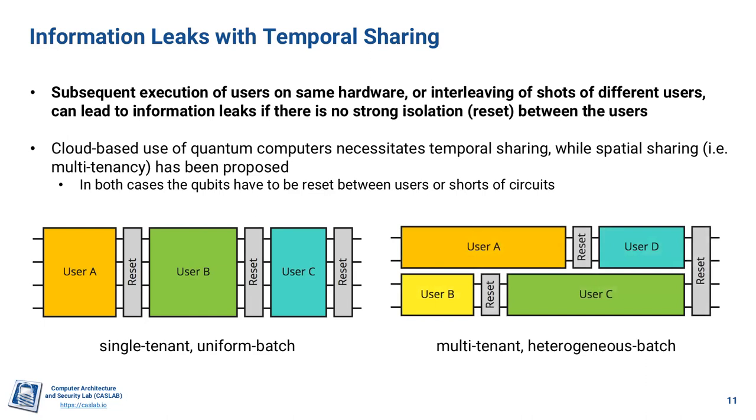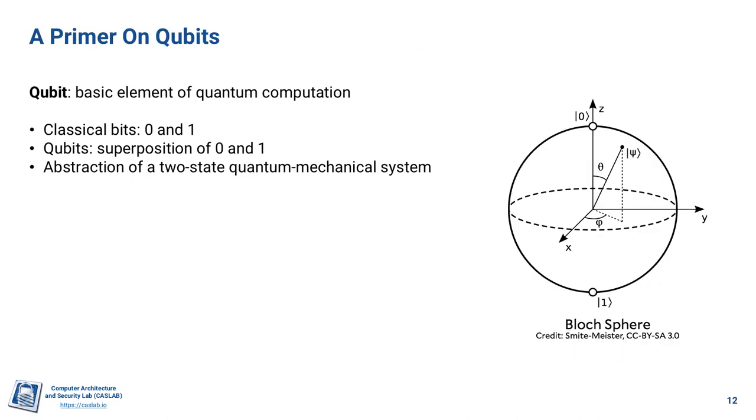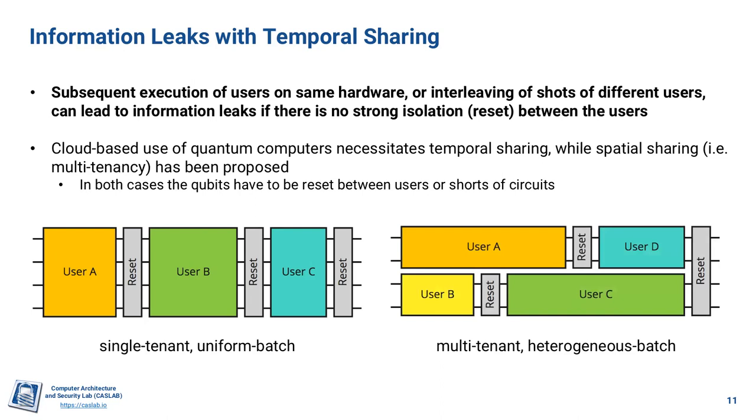If you have multi-tenant, then there might be different users on different qubits, but in the end, you still have to have these reset operations between the users. So one of the key enabling features for quantum computers is having an efficient way of resetting the qubits between the shots of different circuits.